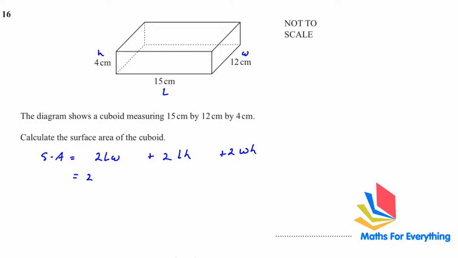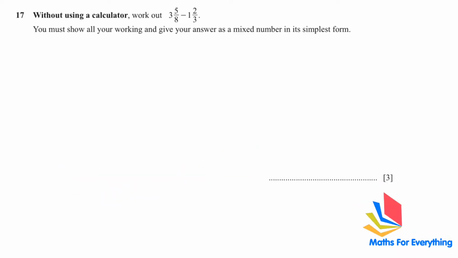So our length is 15, width is 12, height is 4, and 12 times 4. This whole thing we put in the calculator and we will get the answer 576 square centimeters. It was just about knowing the formula.